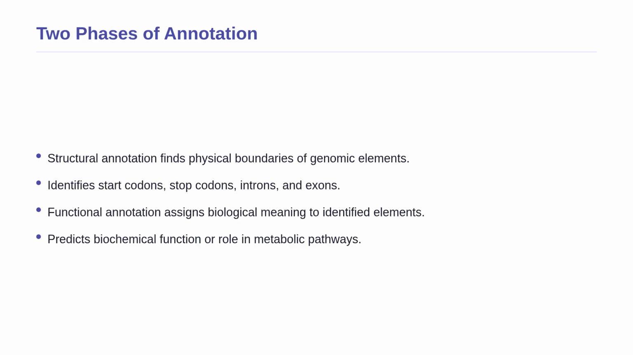This complex process is broadly divided into two main phases. First, we have structural annotation, which involves finding the physical boundaries of genomic elements. This means locating exactly where things like start codons, stop codons, introns, and exons are positioned. Once the structure is mapped out, we move to functional annotation. This second phase takes those identified elements and assigns biological meaning to them, such as predicting the biochemical function of the resulting protein or its role in a metabolic pathway.